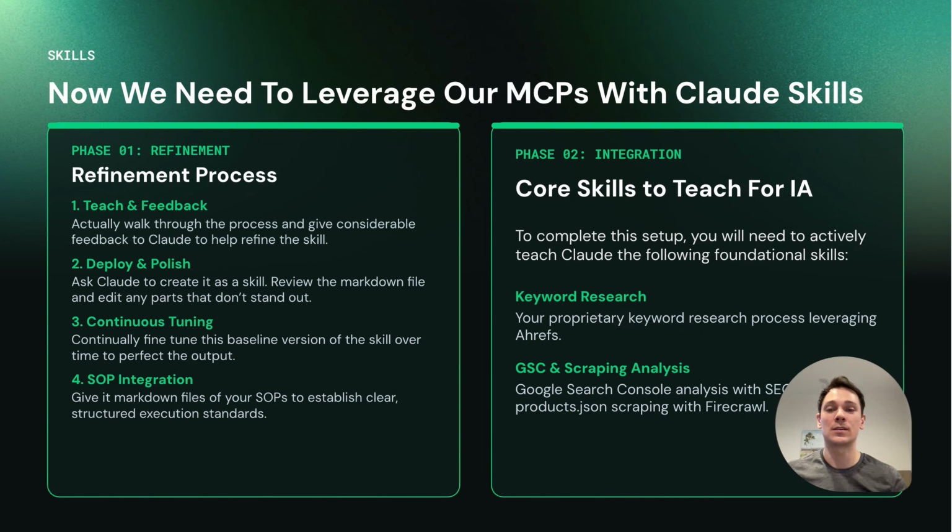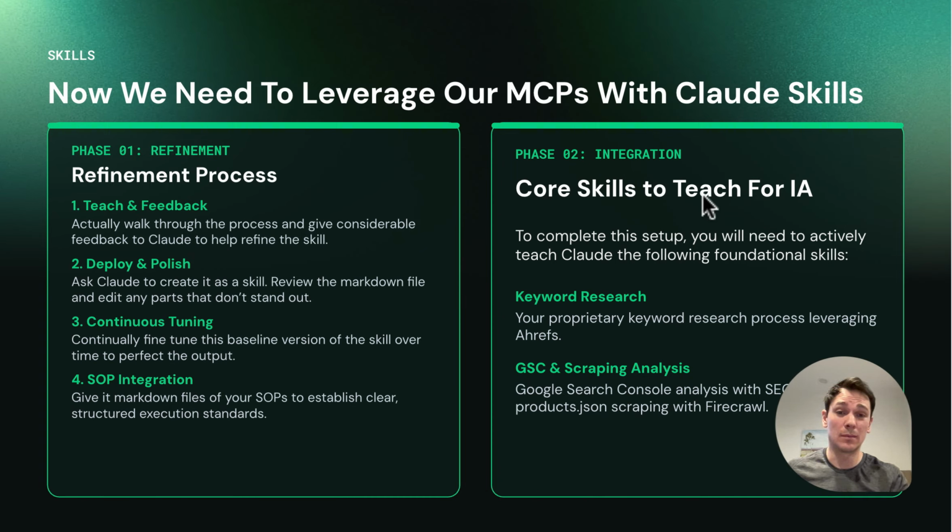Once it makes errors, I ask it to update itself so that we continually use those processes over and over again. You can also feed it your SOPs if you have existing SOPs for your employees or your team. That will give additional context of how you want Claude to operate using that tool, whether it's Ahrefs or Screaming Frog.